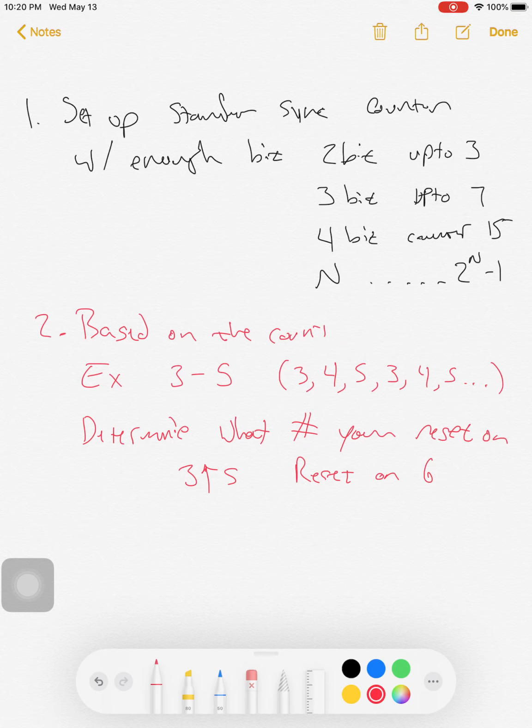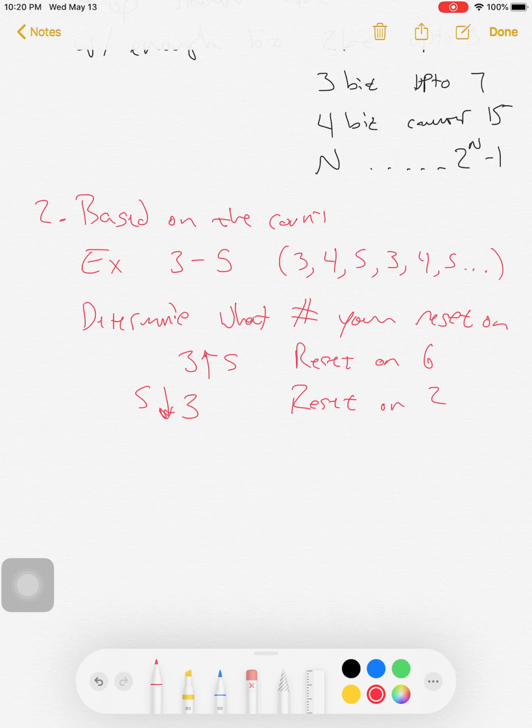All right. If I was going from 5 down to 3, so 5, 4, 3, I would reset on 2. You get the idea. If I was going from 5 up to 11, I'd reset on 12. If I was going from 11 down to 5, reset on 4. All right, so basically it's the next number after the last number you've counted. All right, and we're going to write that number in binary.